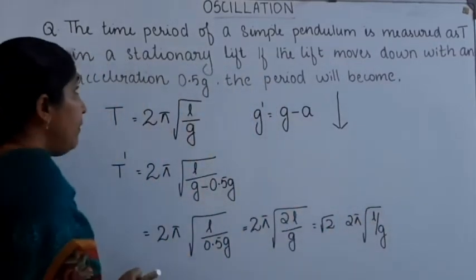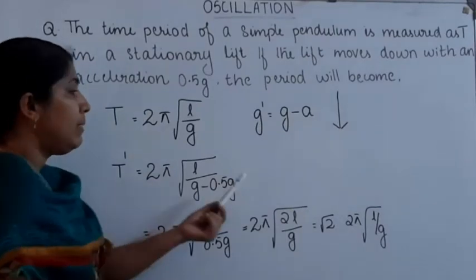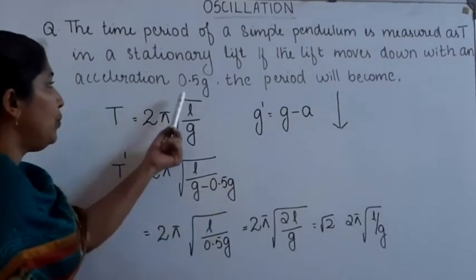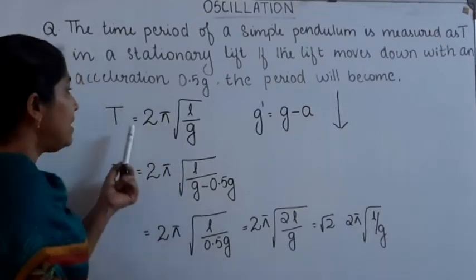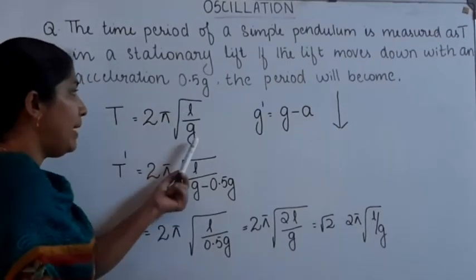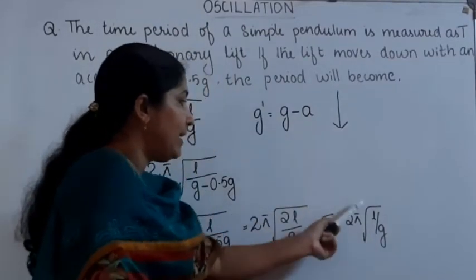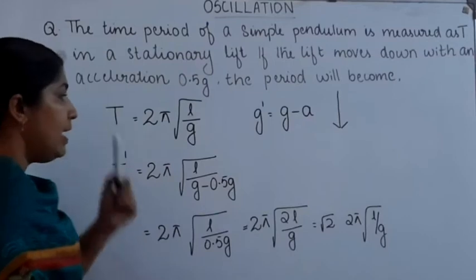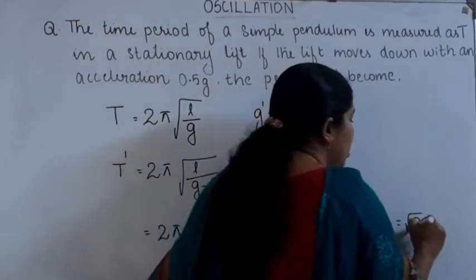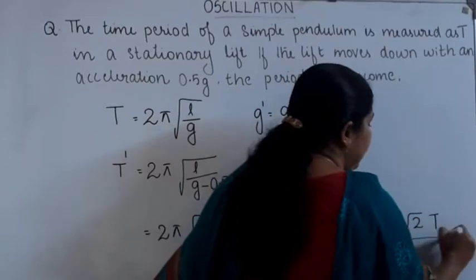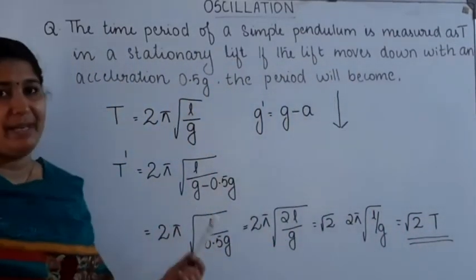When the lift is at rest, the time period is equal to 2 pi root of L by g. Then instead of 2 pi root of L by g, we can substitute T. Therefore, the final answer is root 2 into capital T. Root 2 T is the new time period.